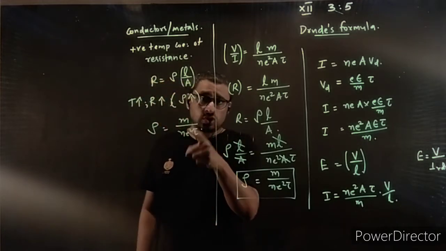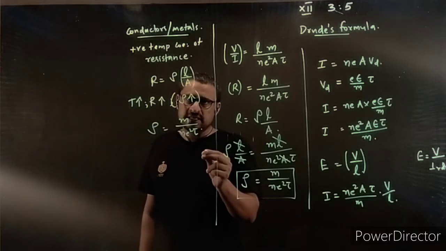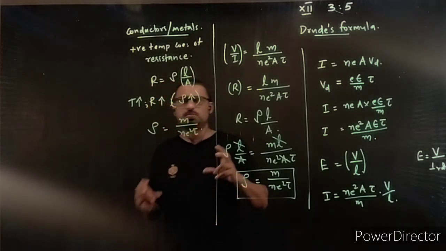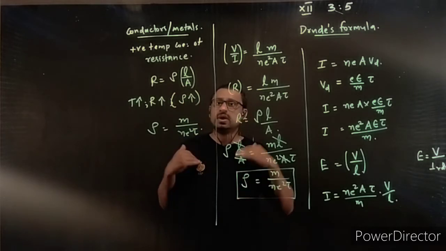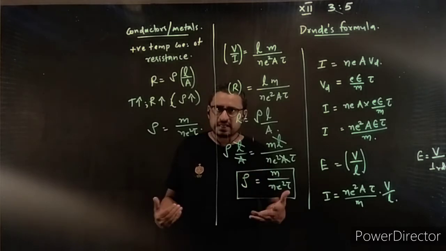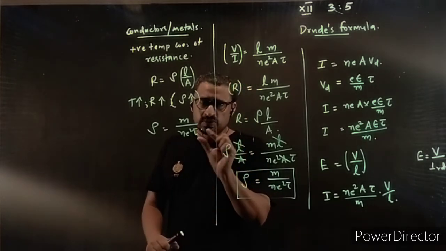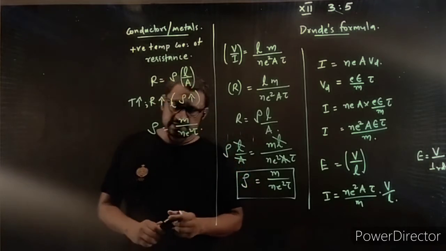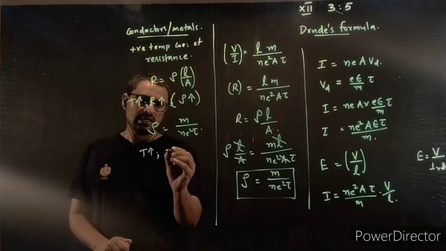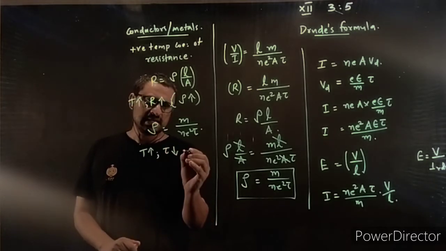Do you remember what was tau? Tau is the relaxation time, which means that is the time between two successive collisions. So if the speed of motion increases, the collision becomes very probable. The probability of collision increases. So the time difference between two successive collisions decreases. So we say when temperature increases, tau decreases, means possibility of collision increases.